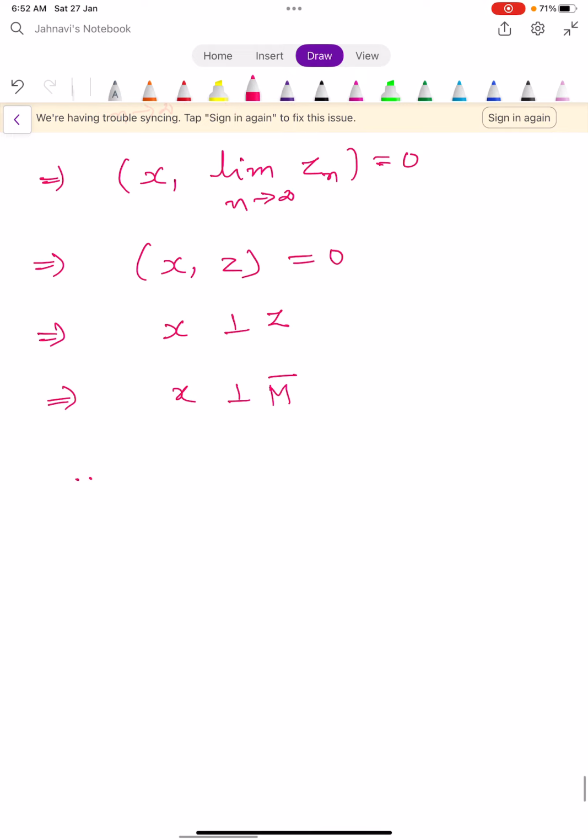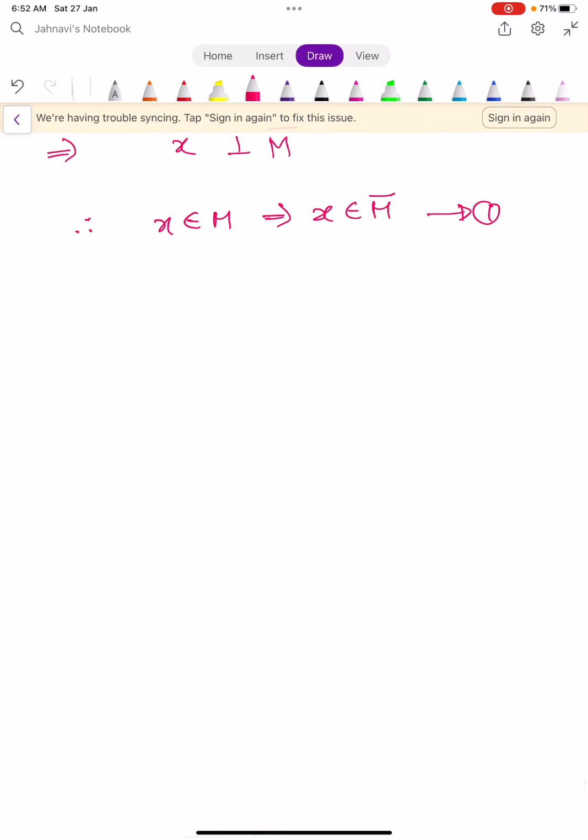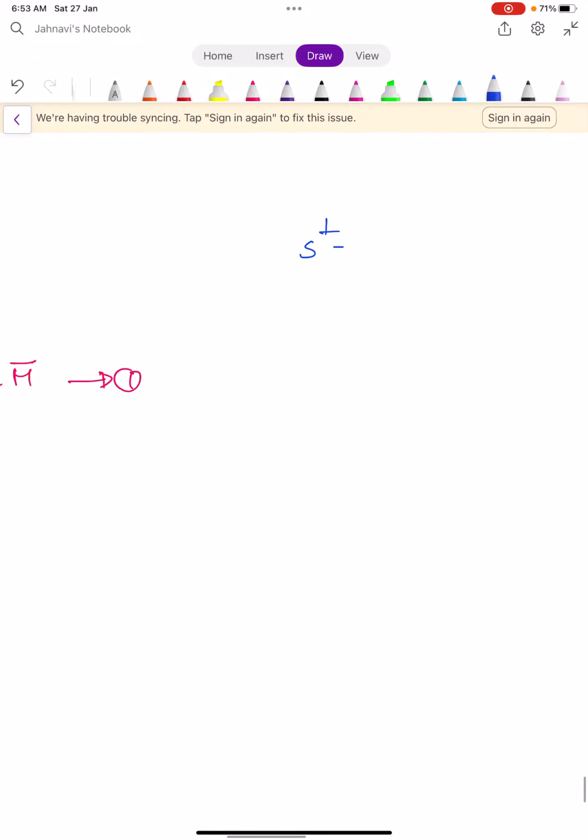So therefore x belongs to M implies x belongs to M bar. Let it be equation number 1. Now we show that S perpendicular is the set {0}. Our main aim is to show that S perpendicular is equal to {0}. To prove this, take an element.